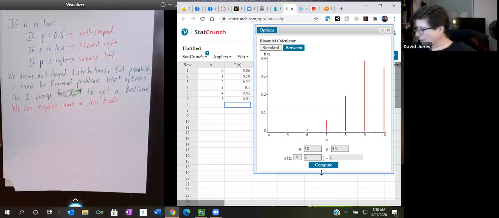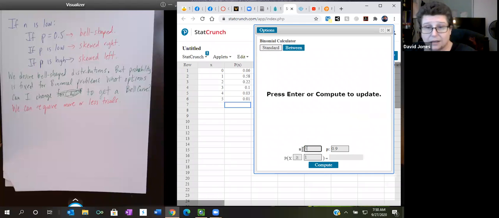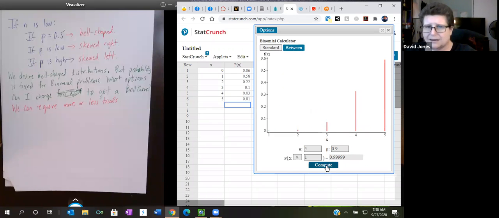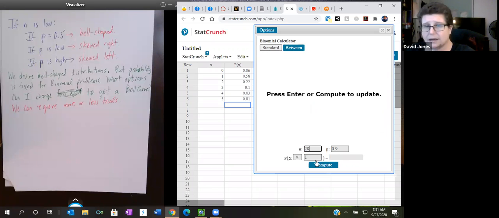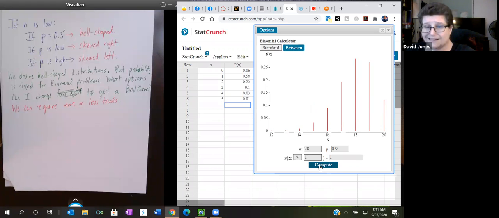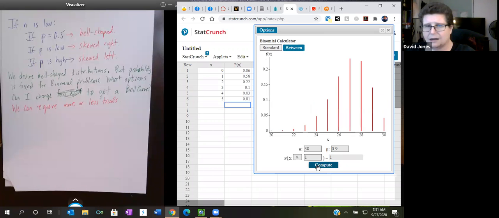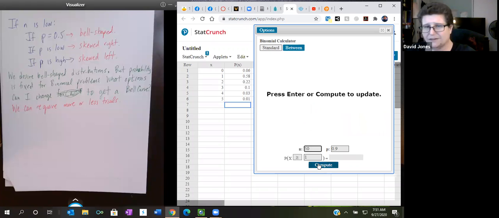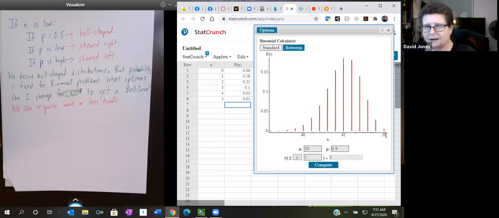What happens if we require fewer trials? Let's drop down to n equals 5. That doesn't get more bell-shaped, does it? So let's go back to looking at 10. Let's go up to 20. Getting closer, maybe 30. Closer, 50. Well, it's getting bell-shaped, still more skewed left. 100.